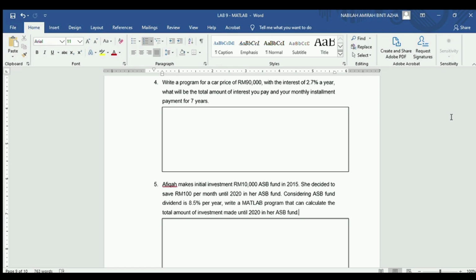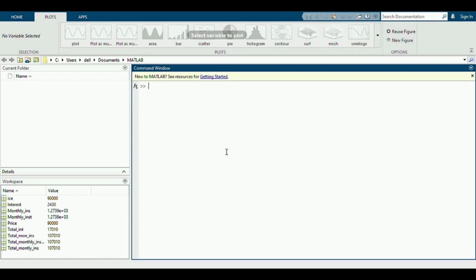By using MATLAB, we can also solve application questions. For example, a question where we need to calculate the total amount of interest for a car with the price 90,000 ringgit and the monthly installment for 7 years. To solve question number 4, first we need to state the price of the car, which is equal to 90,000.